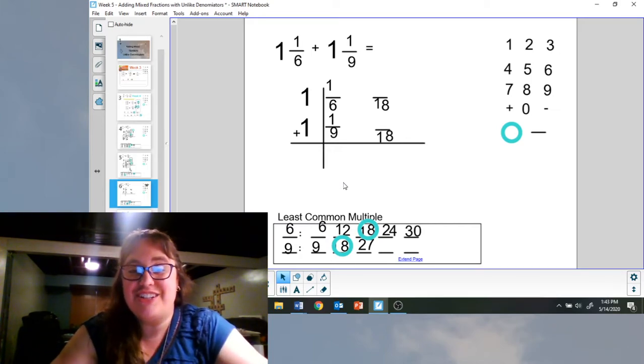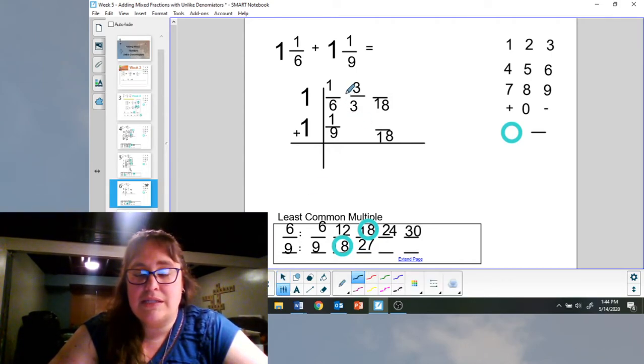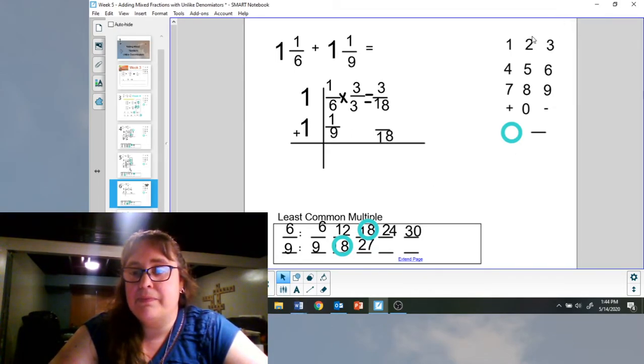Hey, good job working until you got stuck. Let's check your work. All right, 6 times what gives you 18? It was 3. So your form of 1 over here is going to be 3 over 3. Are you still writing the times in there and the equals? It's all right if you are, and it's all right if you're not needing it. So moving across the top, 1 times 3 equaled 3. So your equivalent fraction is 3/18. 9 times what gave you 18? It is 2. Your form of 1 is 2 over 2.